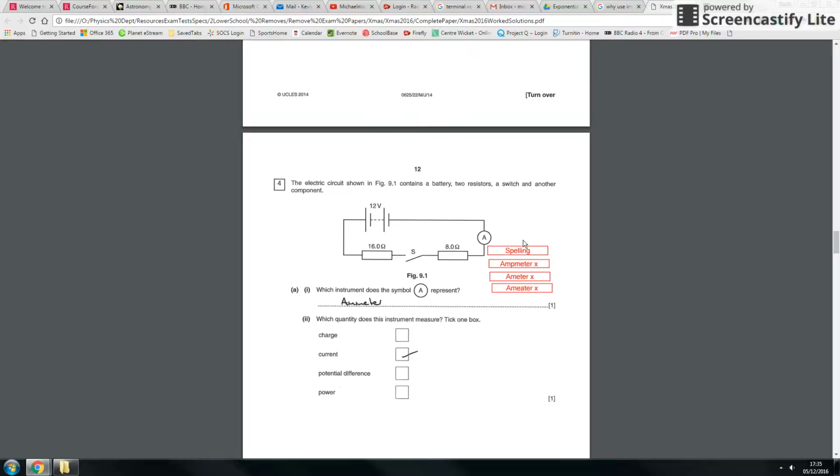Okay, then we moved on to question 4, and the mark scheme was very specific here. You've got to be able to spell ammeter. No marks for ammeter with 1 M, or the kind of thing that you might put on a barbecue with the meat in there. And then you had to understand that ammeters measure current.